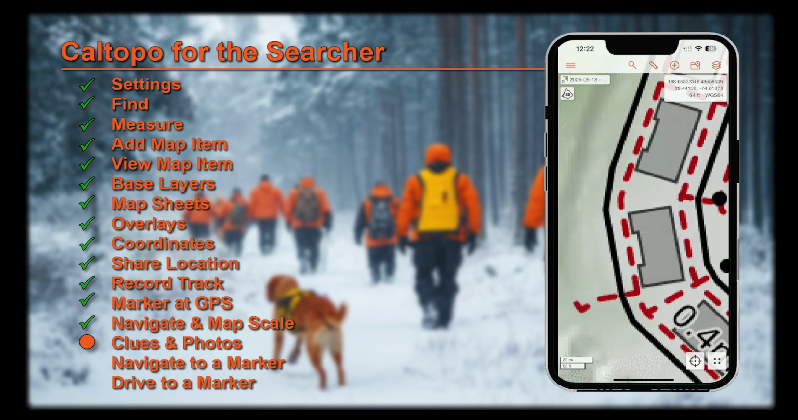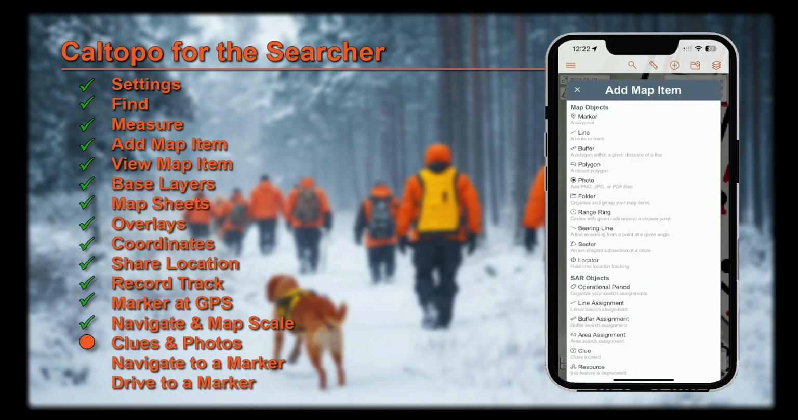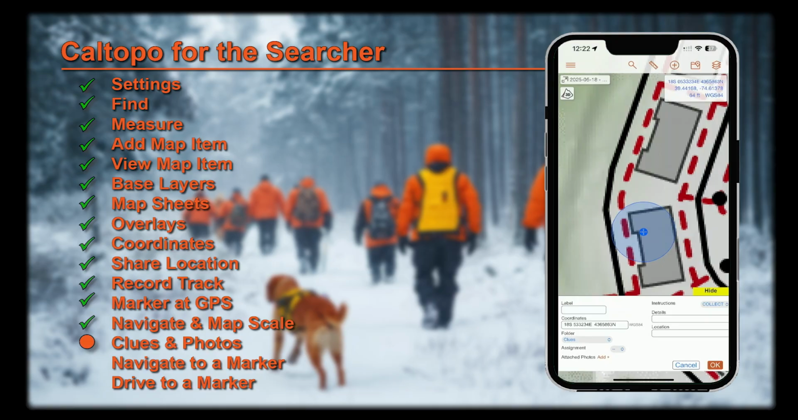Okay, next up are clues and photos. So let's say I'm standing over a clue and I want to highlight it to the incident command post, mark its location, take a photo of it. I'm going to center the map on my location by touching my GPS down here in the bottom, and then I'm going to come up here to add, and you can see under SAR objects, instead of adding a marker, I'm going to add a clue.